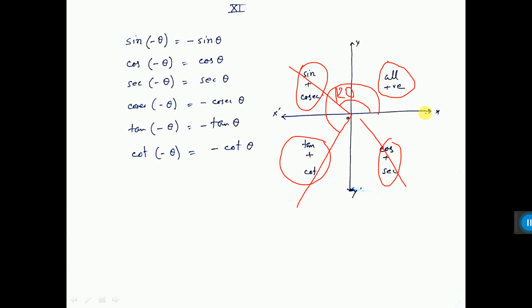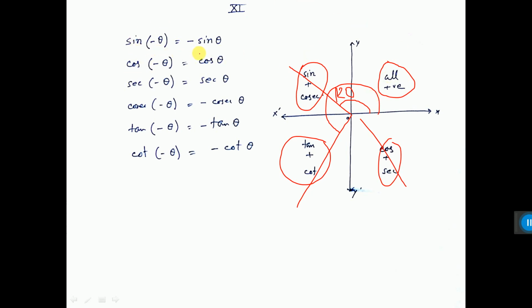That means this is one formula: all sin tan cos. You remember it this way: all sin tan cos. First quadrant, second quadrant, third quadrant, fourth quadrant, all sin tan cos formula. A few more I have given.